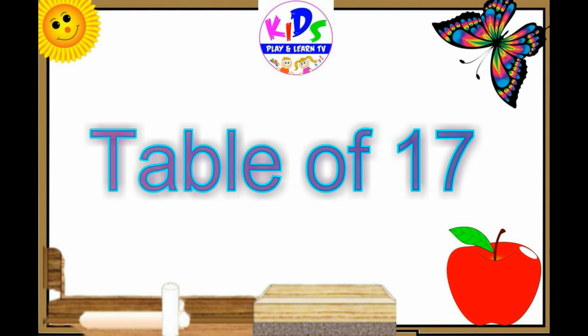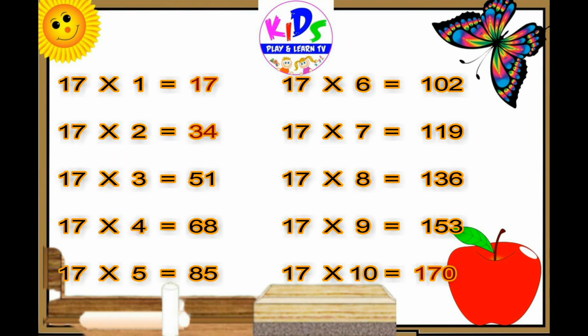Let's learn the table of 17. 17 ones are 17, 17 twos are 34, 17 threes are 51, 17 fours are 68, 17 fives are 85, 17 sixes are 102, 17 sevens are 119, 17 eights are 136, 17 nines are 153, 17 tens are 170.